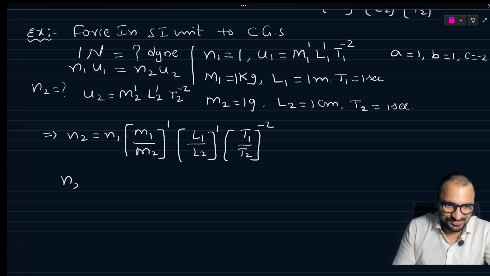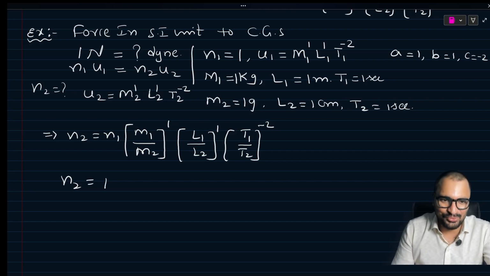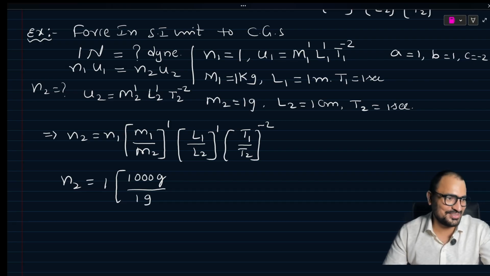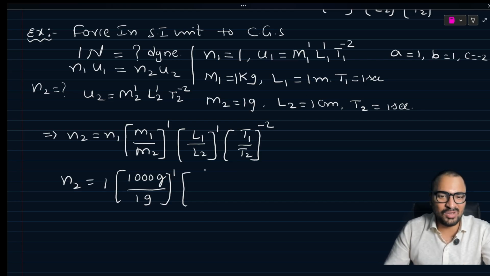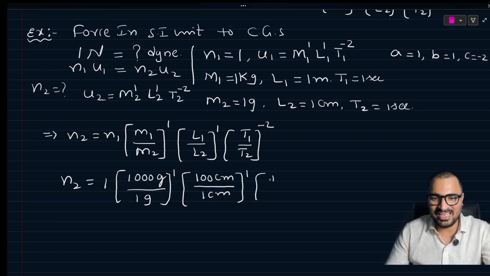Let's put the values. N1 is equal to 1 we have. M1 is equal to 1 kg. I am going to convert into gram. 1 kg is equal to how many grams? 1000 grams. And M2 in grams, whole power 1. Length 1 meter. 1 meter equal how many centimeter? 100 centimeter by L2, 1 centimeter, whole power 1. Time again 1 second by 1 second whole power minus 2.